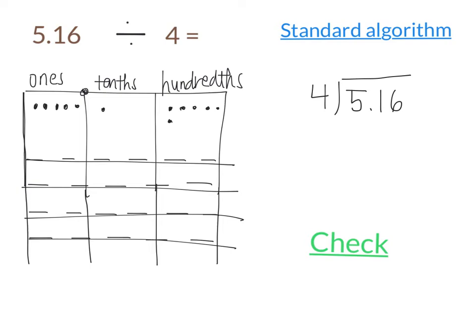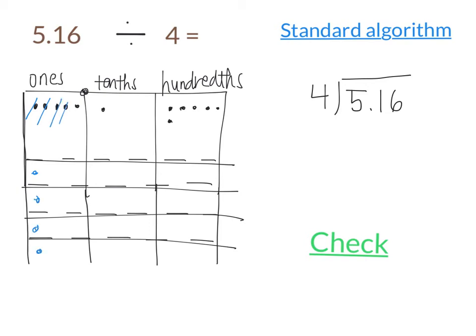Now, we're going to do the place value and the standard algorithm at the same time so that you can see how they are related, okay? We're going to work on the ones place first. How many dots do I have in the ones place? 5. How many groups am I trying to share it into? 4. Do I have enough to give at least 1 to each group? Okay, let's give 1 to each group. So 1 to each group and cross them out as you go.